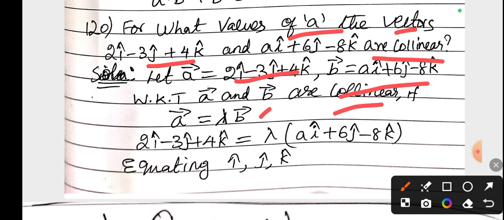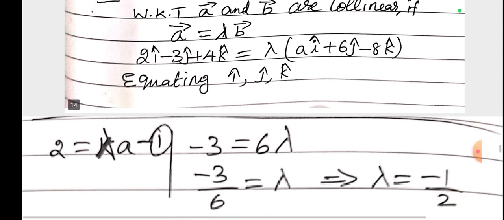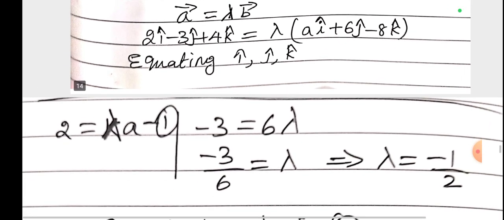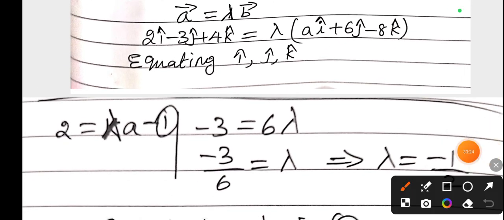So 2i cap minus 3j cap plus 4k cap equals lambda into (a i cap plus 6j cap minus 8k cap). So when we are equating this, what will you get, you check. See, here we have lambda a as the i cap coefficient. Here we have 2. Can we write lambda a equals 2?